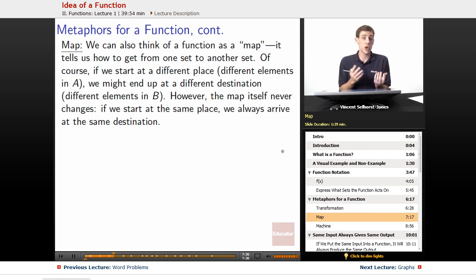Of course, if we start at a different starting location, a different starting place, different elements in A, we might end up at a different destination, different elements in B, right? If I say go 100 kilometers north, you're going to end up in totally different places if you start in Mexico, if you start in California, if you start in England, if you start in South Africa, if you start in Japan, if you start in Egypt. Each one of these places is going to wind up going to a totally different place, even though they're all still the same direction. You're still doing the same thing.